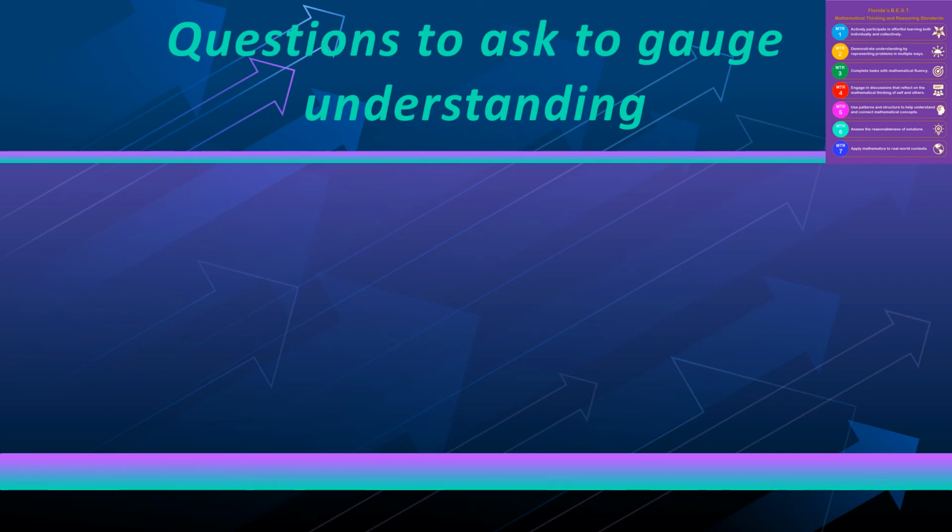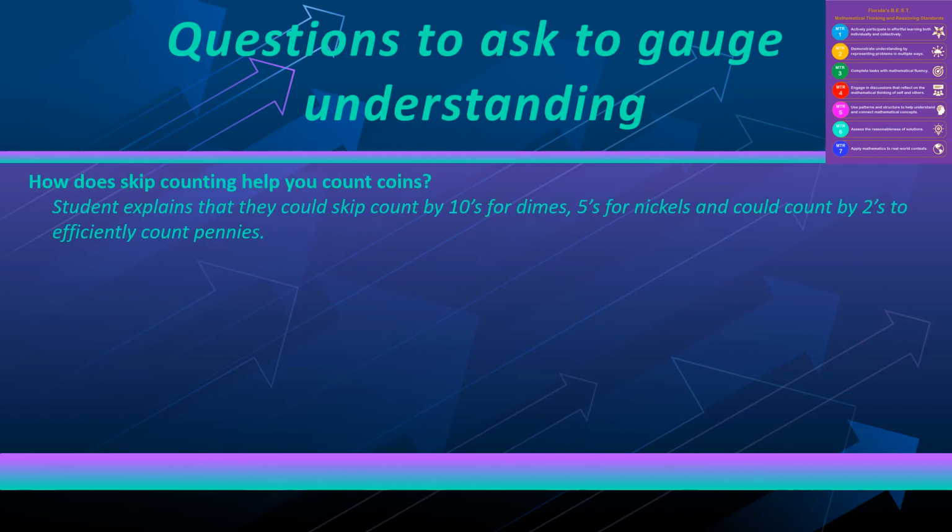As we visit classrooms, we may want to ask students questions to better gauge their understanding of the content. Here you see a couple of questions we could ask students. We could ask, how does skip counting help you count coins? Here we would hope that students can explain that they use skip counting by 10 for dimes, skip counting by 5s for nickels, and they could count by 2s to efficiently count pennies.